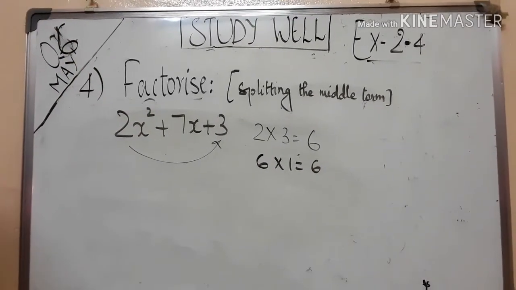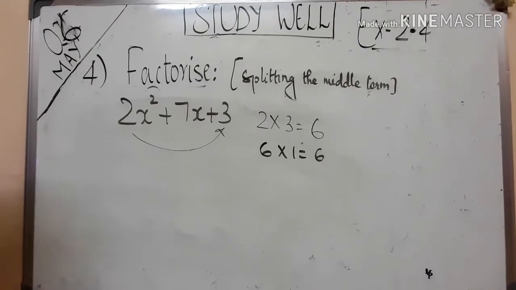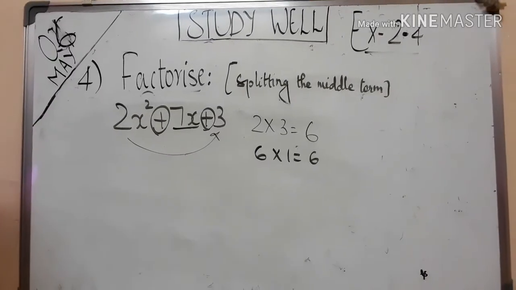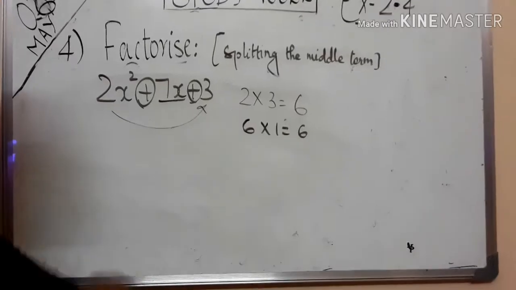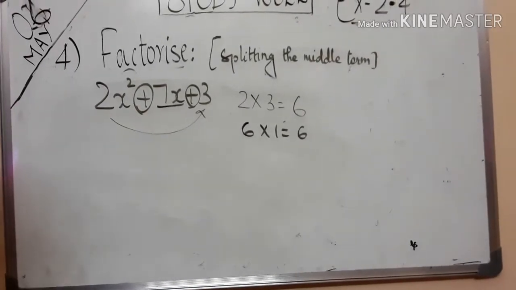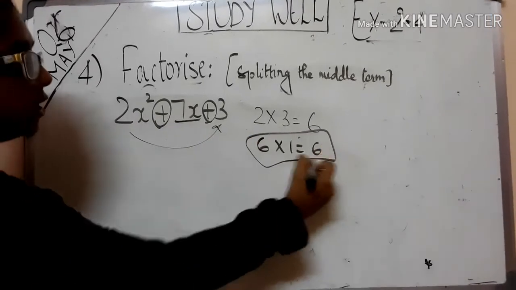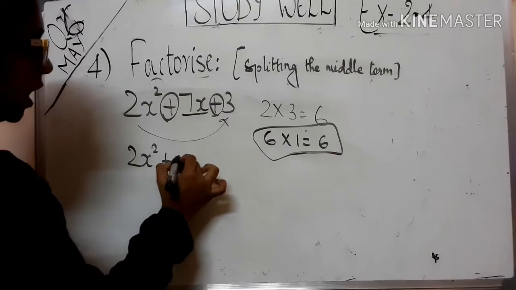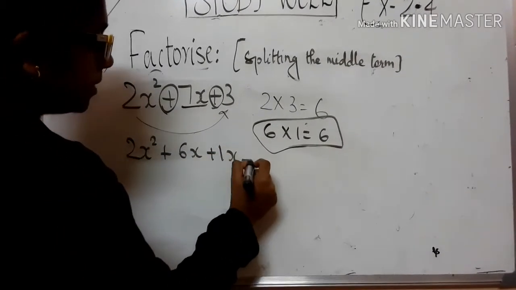Here we know that the sign of the last term is positive. The sign of the middle term is also positive. Therefore, we need not worry about anything. We just have to add. So 6 plus 1 we can directly add, because you must have already understood 2 plus 3 is 5. So we should take 6 plus 1, which is 7. So when we write it down, it will come as 2x square plus 6x plus 1x plus 3.